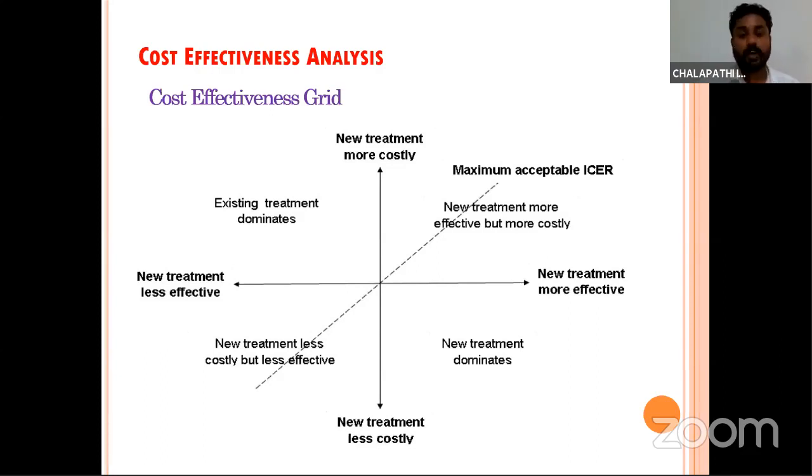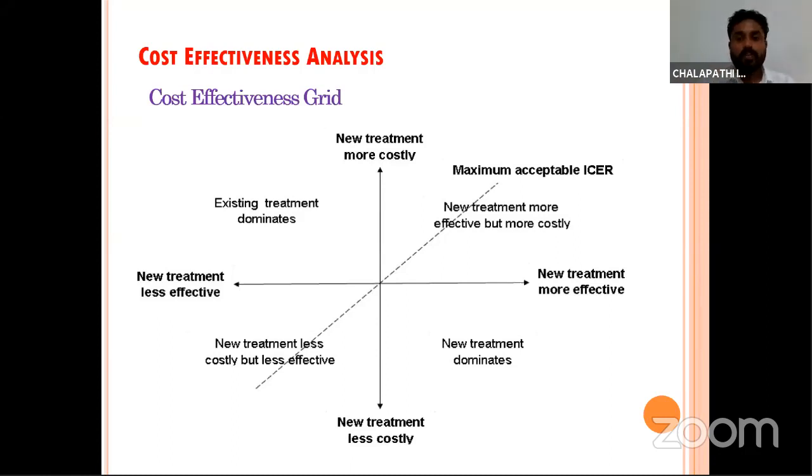Second one, the existing treatment dominates when the new treatment is more costly but less effective. You see B, where I have written existing treatment is dominating. Why? I am putting in a new drug, and that drug has a higher cost but its efficacy is lesser. Obviously I don't have to choose a low efficacy drug with a higher cost, right? Already one drug is available which is less costly and more effective than the new drug. So obviously I will go with the existing drug. I don't have to think of a new drug, so I don't have to do a cost effectiveness analysis here. Without doing a cost effectiveness analysis, I can directly decide the existing drug is more effective than the drug coming into the market.